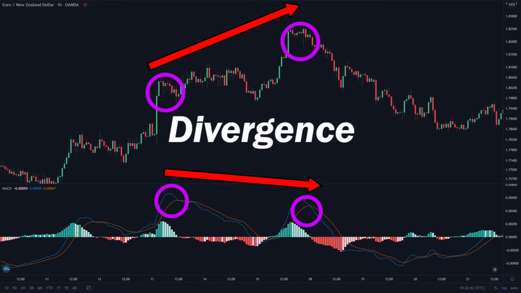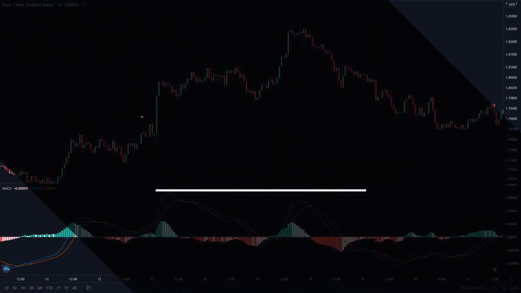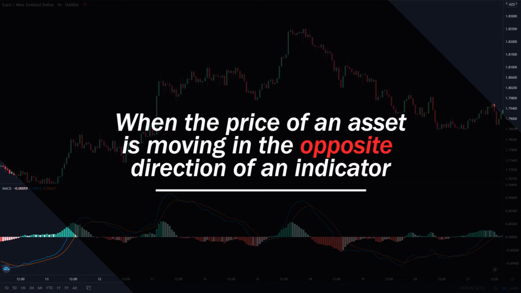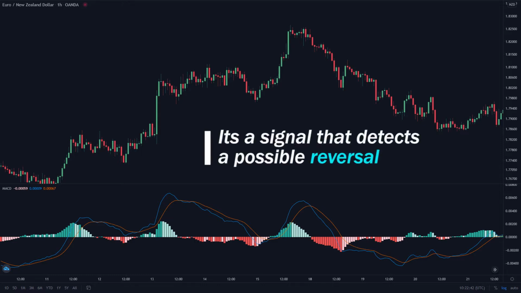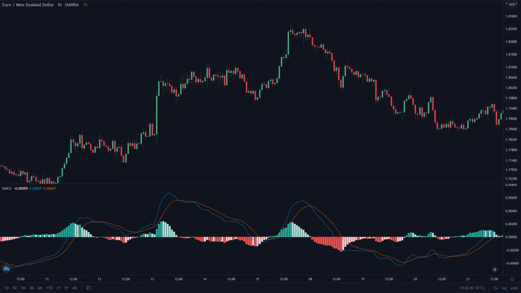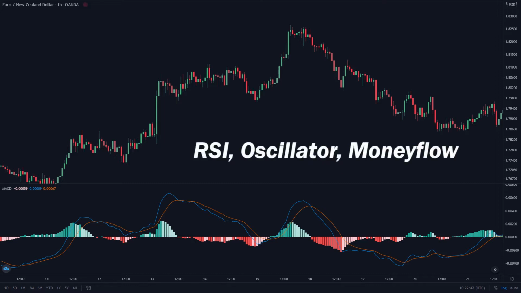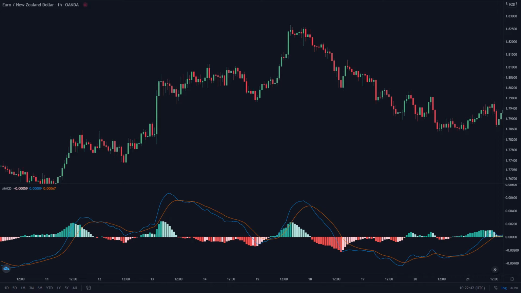This is called a divergence. It is when the price of an asset is moving in the opposite direction of a technical indicator. A divergence is created to warn that the current price trend may be weakening. In other words, it's a signal that detects a possible reversal. Remember, a divergence can happen in any indicator. It's not exclusive to the MACD. There are also divergences in the RSI, oscillator, money flow, but in this video, we are testing exclusively the MACD divergence.